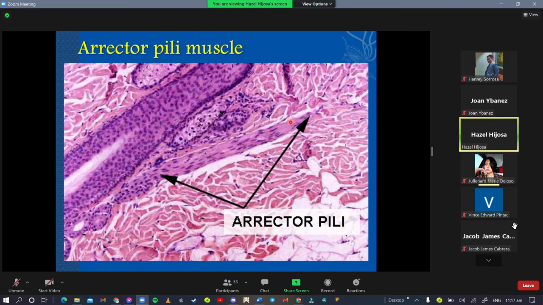Okay, thank you. So again, in a cold environment, contraction of this muscle will pull the hair shaft to a more erect position in order to trap a layer of warm air near the skin.